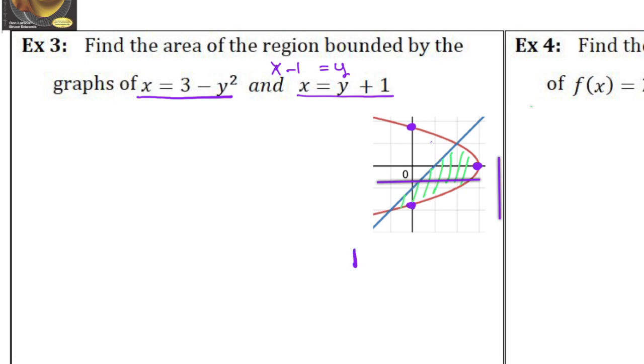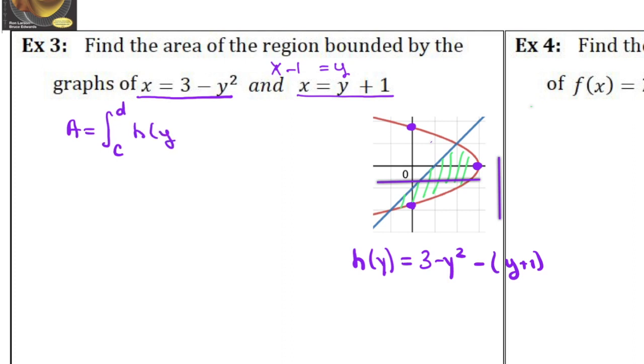And what that does for us is the height is now going to be with respect to y. And the right curve is 3 minus y squared, that's the red one, and the blue curve is negative, so it's minus y plus 1. That also means that the area equation needs to change. We're going to integrate using y values. We're going to have a height with respect to y, and notice that purple line is cutting the y-axis.